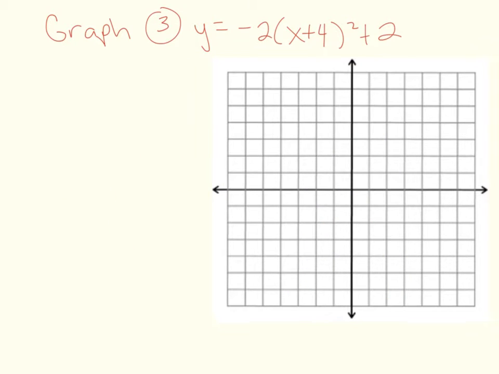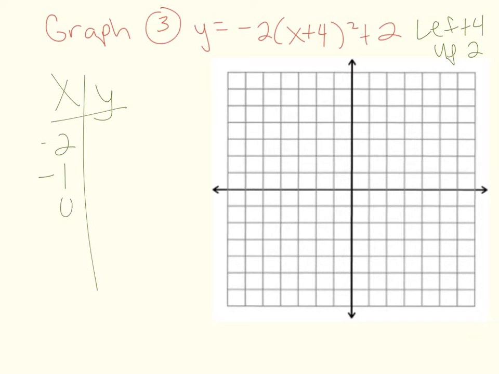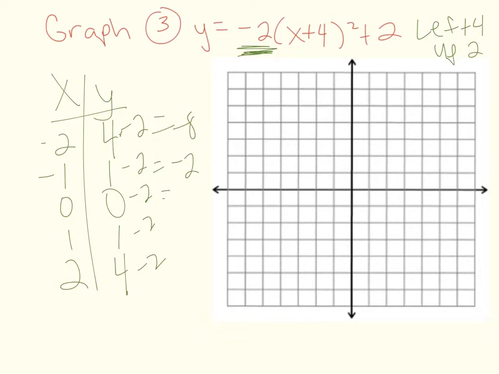All right, on number 3, y equals -2 times (x plus 4) squared plus 2. Opposite the inside means we're moving left 4, and the last number means we're going up 2. So make your xy table: -2, -1, 0, 1, 2, and we're squaring all of these numbers. So -2 squared is 4, 1 squared is 1, 0, 1, 4. On this one, there's a -2 out front, so we have to times all of these by -2. So you get -8, -2, 0, -2, and -8.